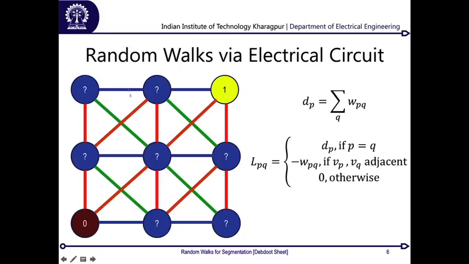So, if you have some n number of nodes in a graph, say some 10 by 10 graph, or over here it is a 3 cross 3, so basically there are 9 such nodes over here.